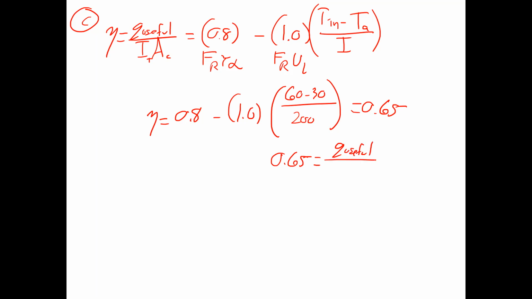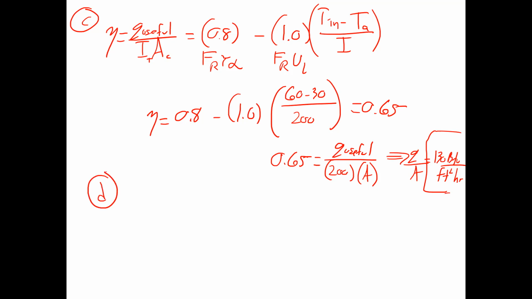the useful energy from the collector divided by the irradiation, 200 BTU per hour foot squared, multiplied by the area of the collector. Again, we're going to leave this in terms of per area since you don't know what the area of the collector is. So we're going to solve this as Q over A. We end up getting 130 BTU per foot squared hour as the useful amount of energy.